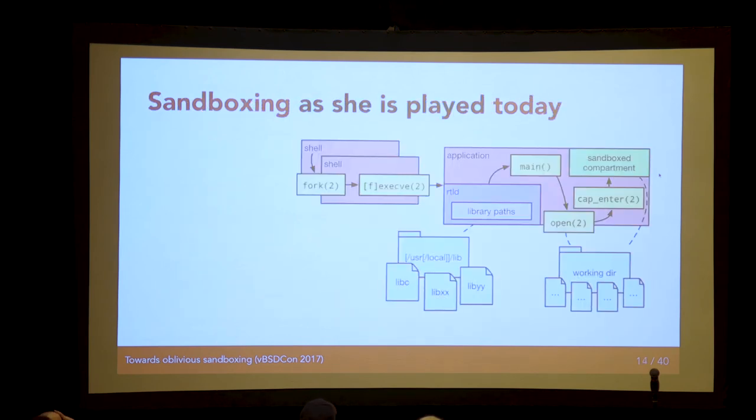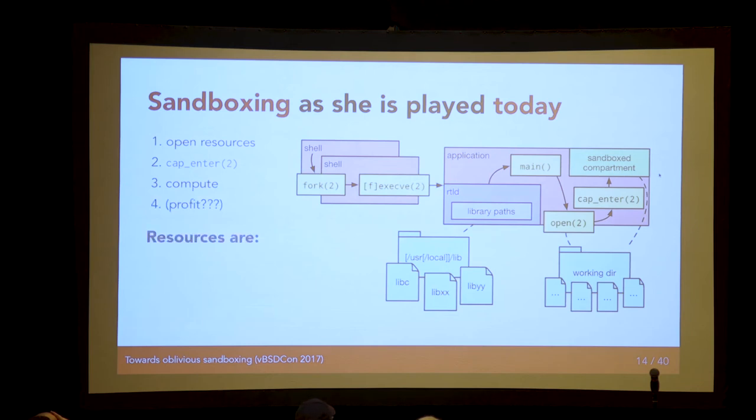Okay, so as we do things today, the first step in an application that wants to do this voluntary self-compartmentalization thing, typically you will open some kind of resources. So here we are in a shell, we fork, we exec, the runtime linker does some magic, it grabs some libraries, we run main. In main, we're going to open maybe a working directory. And then we can call cap enter, and we can enter into a sandbox, and then we can do some computation, and okay, life is good, right?